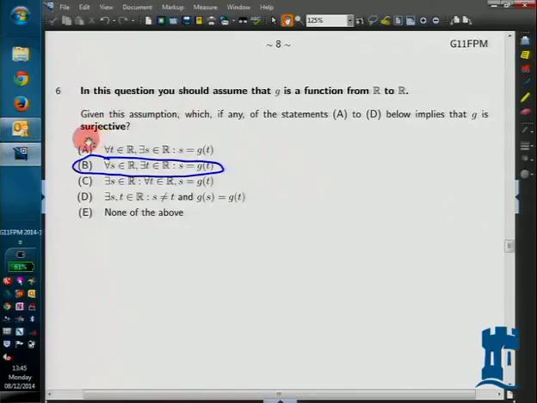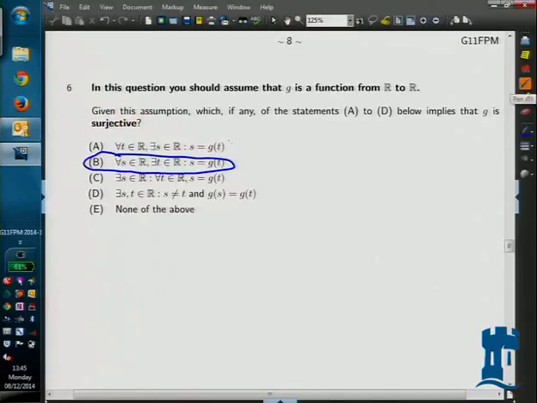A is true for all functions. For all T in R, there exists S in R such that S equals G of T. That says for all T in R, G of T is a real number. So this one's true. Again, even without the uniqueness, it's still true for all functions. There exists S in R such that for all T in R, S equals G of T. What does that one say?